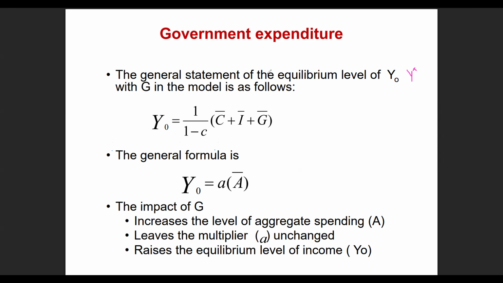So the general statement of the equilibrium level of income with the government in the model is as follows. You get the equilibrium income by taking the multiplier, 1 over 1 minus c, times all the autonomous components, because we have autonomous consumption, autonomous investment, as well as autonomous government expenditure. So the general formula is the multiplier times autonomous aggregate expenditure. This is the formula to calculate the equilibrium income.